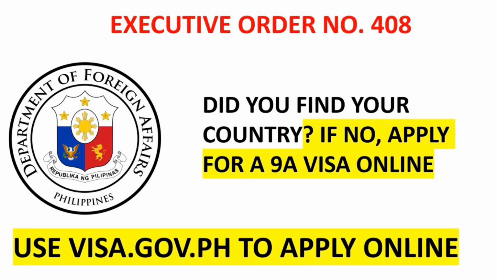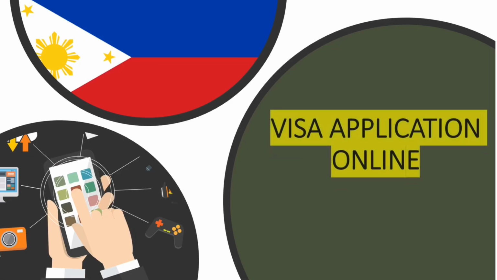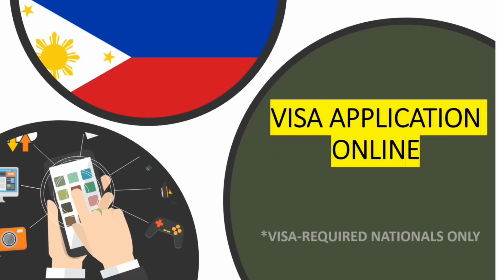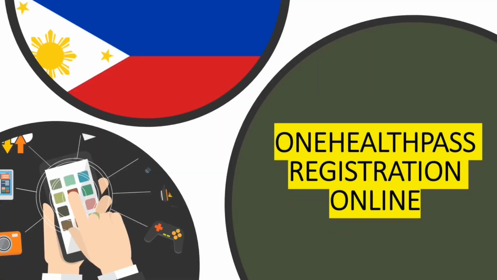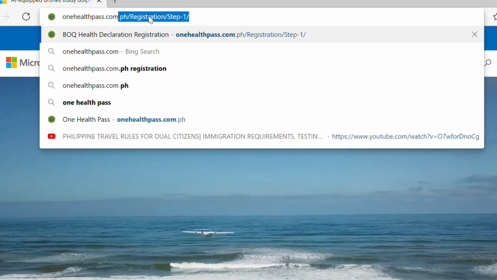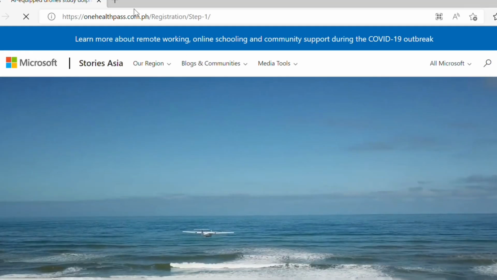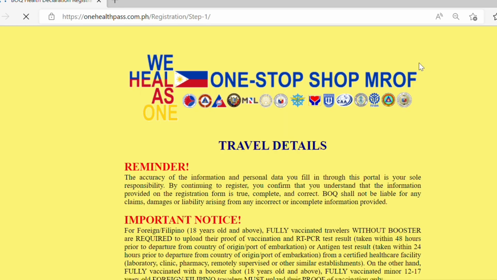So if you did not find your country in this EO 408, then you must apply for a visa abroad from a Philippine consulate. However, the new change is that you must apply online for a visa. So this is an example where Philippines is going digital. Another example that Philippines is going digital is the One Health Pass registration for all passengers going to the Philippines.